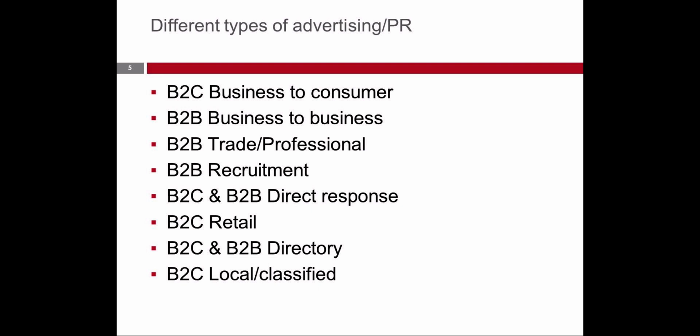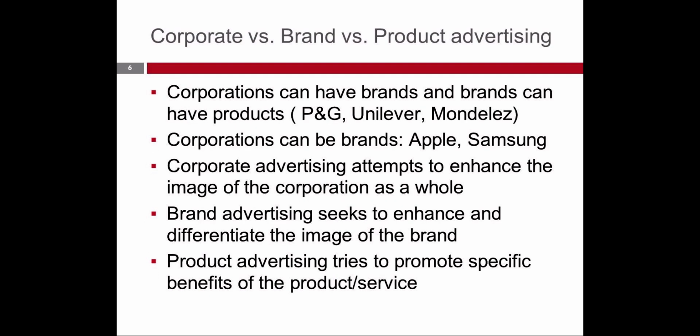So get your head around these two profound distinctions in different types of campaigns, and that in doing a campaign there may be three different dimensions. There might be a corporate, brand or product advertising. So corporations can have brands and brands can have products. So think of corporations like Procter & Gamble, Unilever, Mondelez. Corporations can be brands, think of Apple or Samsung.